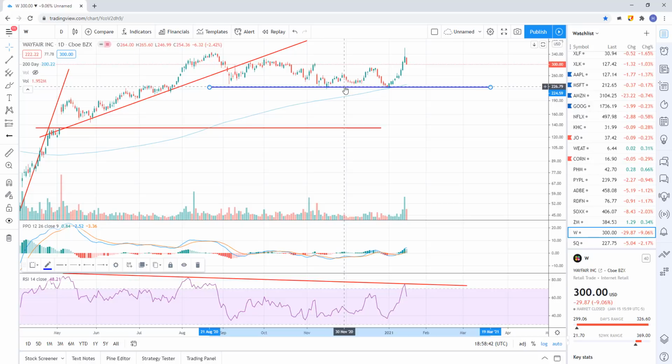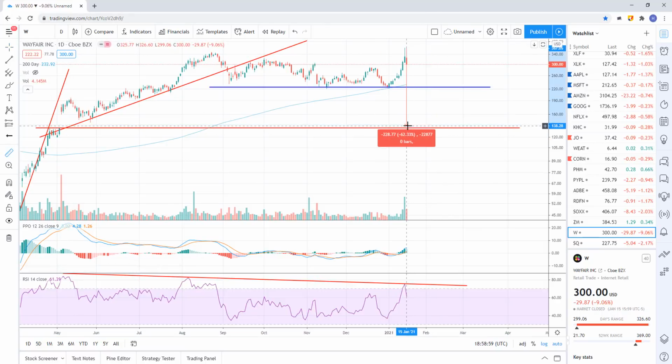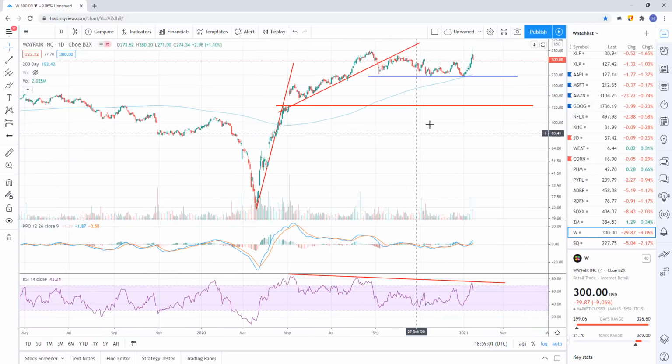I'd want to see a break of that to start to set this up for a much larger move to the downside. We break that, and I think we're heading down to this first next level of support, which is about 135.26. And from the high down to there would be about a 60% drop. So I think that's in the cards in the near future.